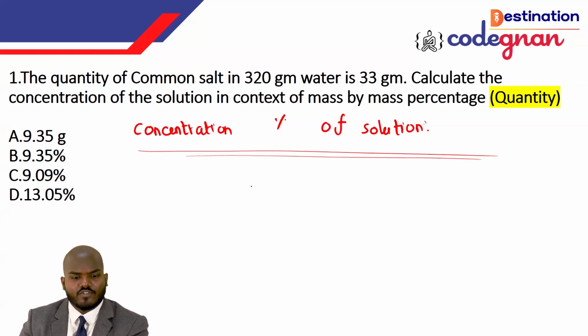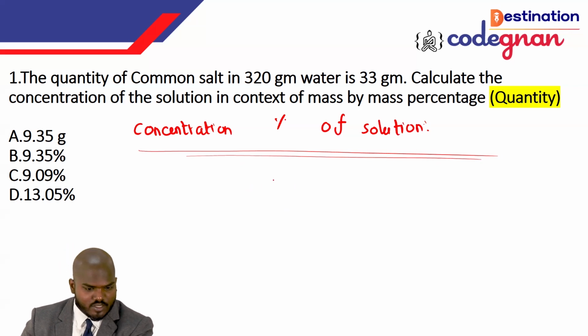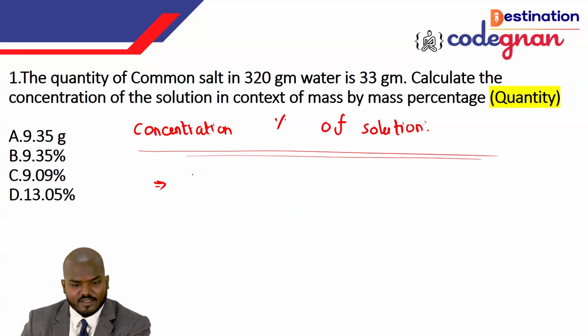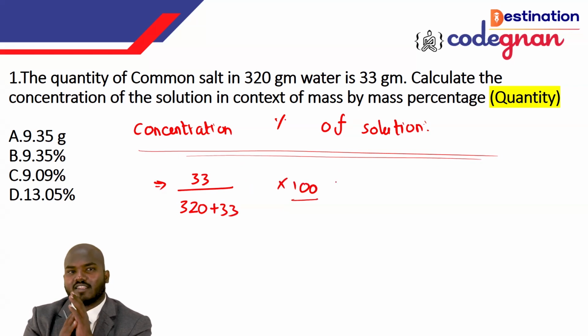So the concentration percentage of the solution means, with respect to the common salt, you just want to find out how much concentration of common salt is there. So I'm taking it as 33 by 320 plus 33, times 100. So 33 gram out of 320 gram water.